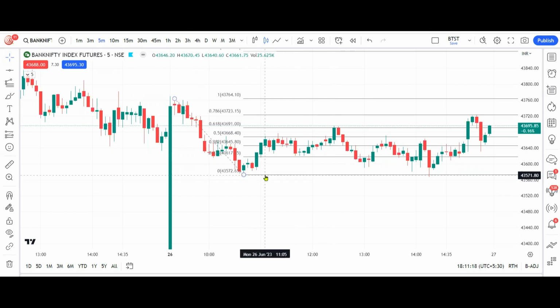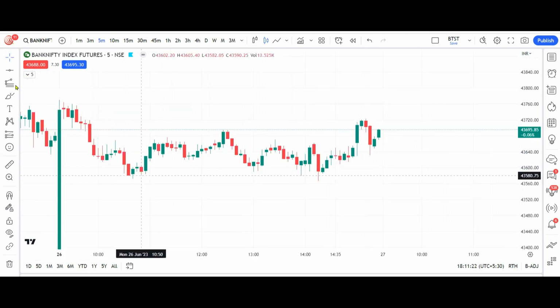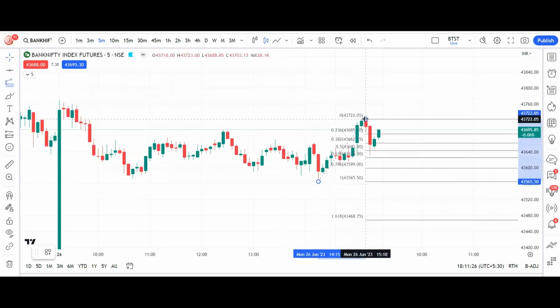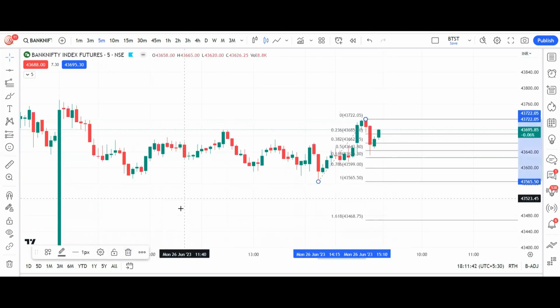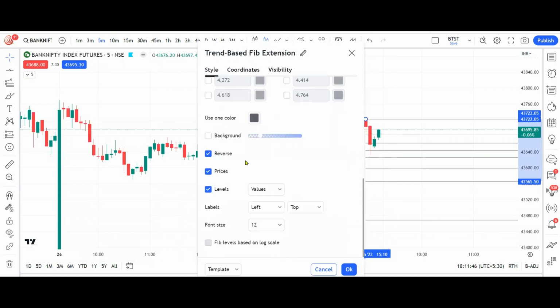Now, let's say what is the last swing that has happened. From low to high. Now, if you see, they broke the 23, 38, 50. They came here exactly at 618. They took support and now they are again going up. So I hope this method helps you. Remember, I have used the reverse over here to help me.